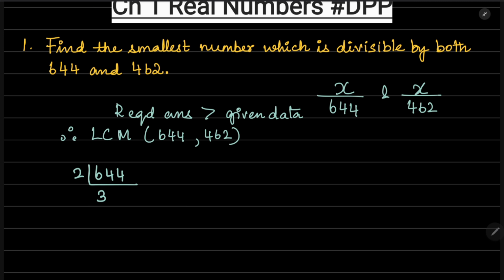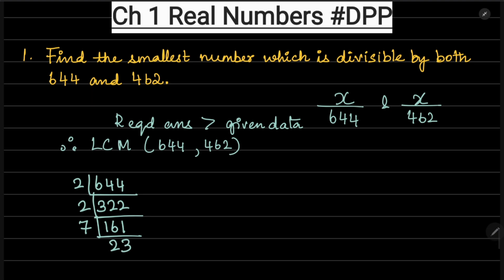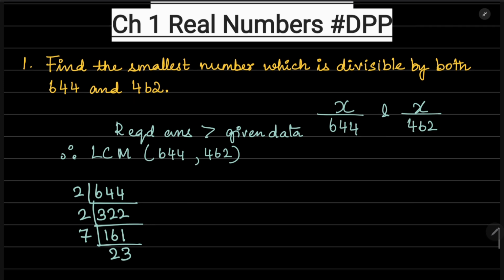2 3s are 6, 2 2s are 4, again 322. Again go with 2, so 2 1s are 2, 2 6s are 12 and 2 1s are 2. And then it's divisible by 7. So 7 2s are 14 and then 7 3s are 21. So 23 is a prime number, so we stop our factorization there.